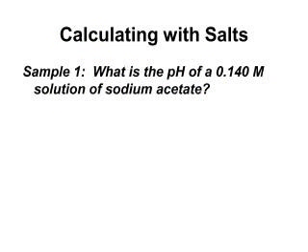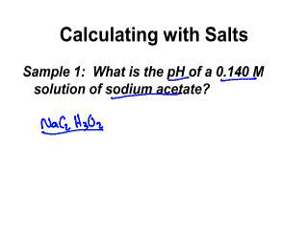So speaking of sodium acetate, what is the pH of a 0.140 molar solution of sodium acetate? Well, first we start with sodium acetate. So many students want to do this, NaC2H3O2. Now, what we really care about in the sodium acetate, though, is the acetate. Because the sodium, we don't care about. So we're going to write C2H3O2 negative, and we're going to react it with water.